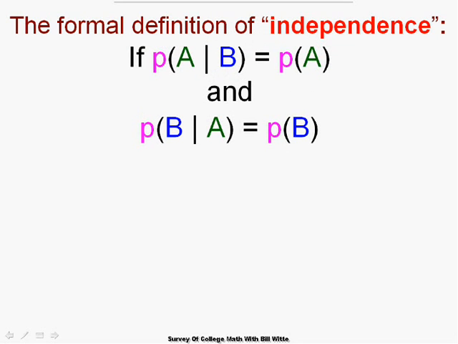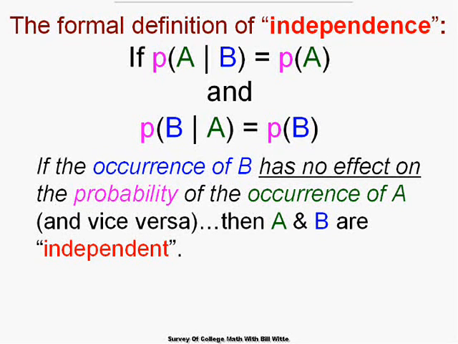If the probability of A, given that B occurred, is simply the probability of A, and also it has to work the other way too, the probability of B, given that A occurred, is simply the probability of B, then you can see they really have no effect on each other. Then we call them independent. Basically, if the occurrence of B has no effect on the probability of the occurrence of A, and vice versa, then we define A and B as independent.